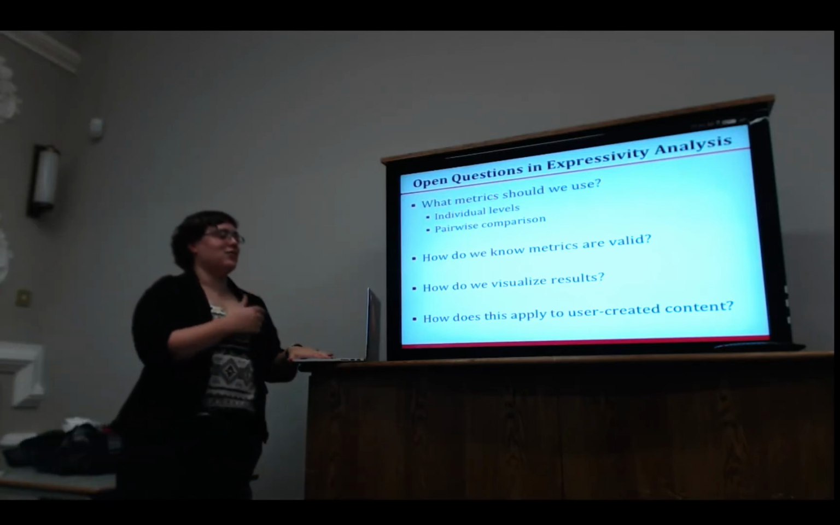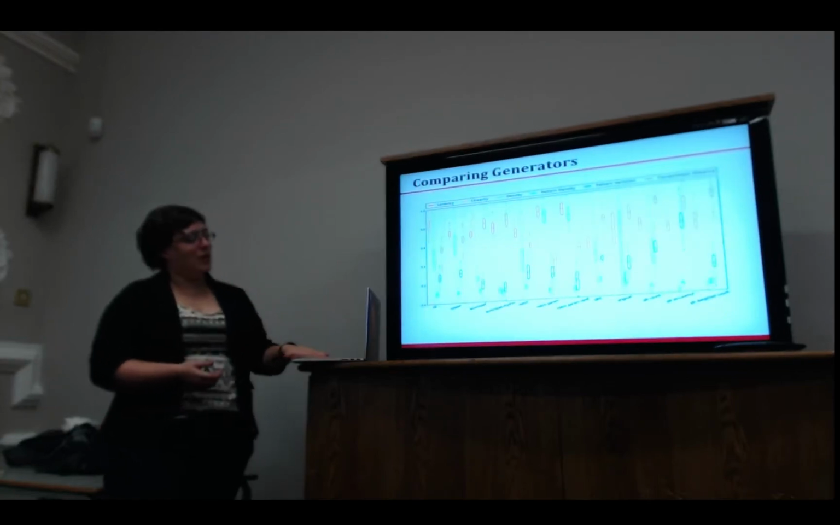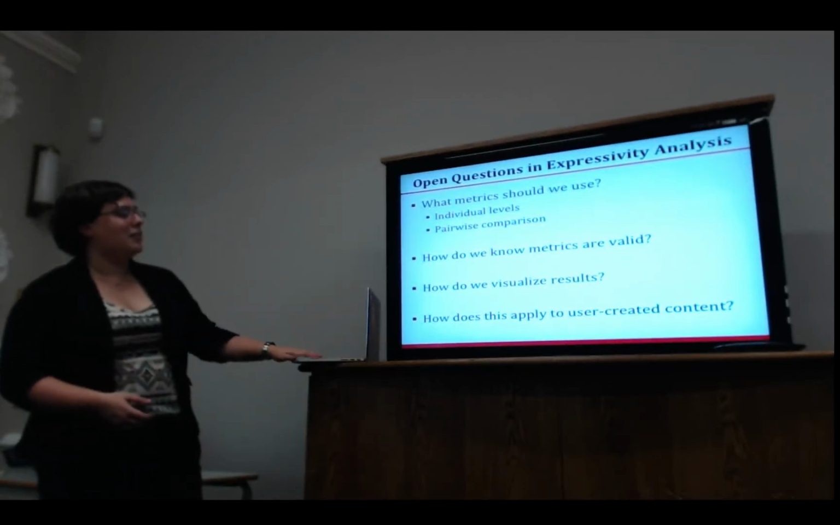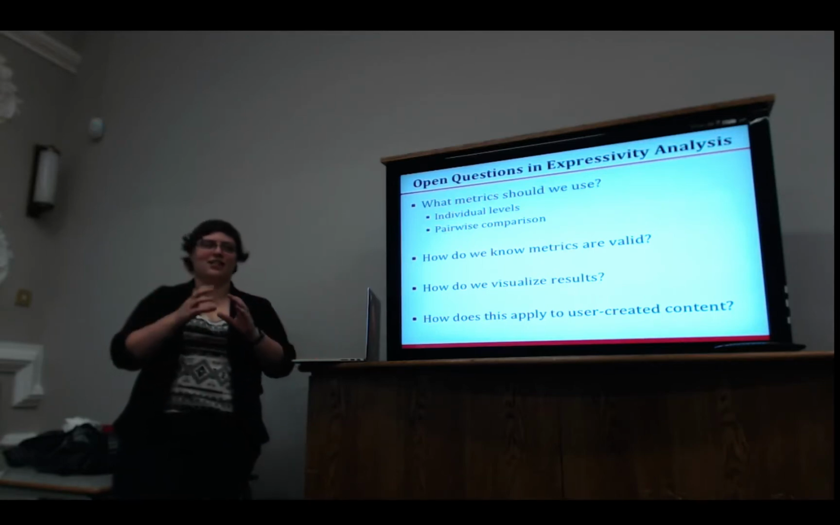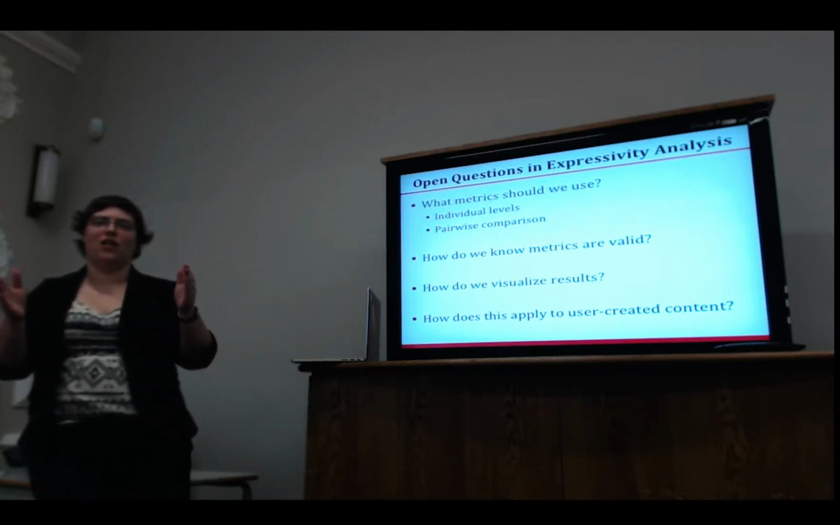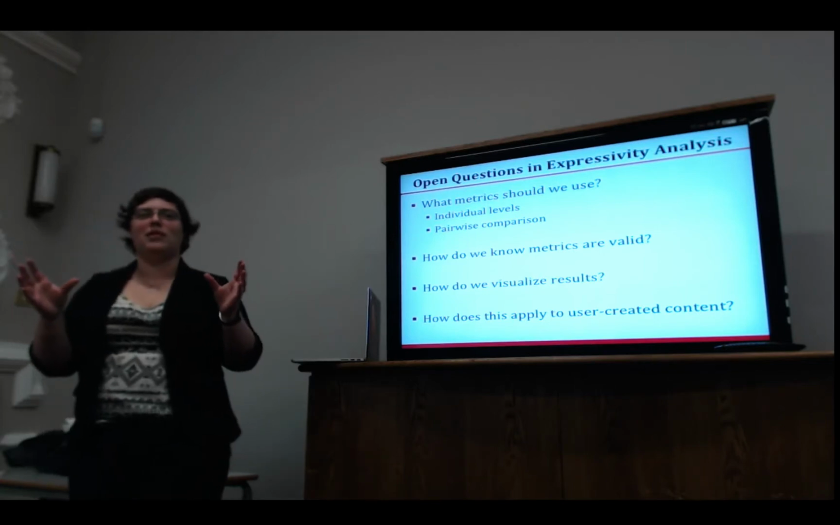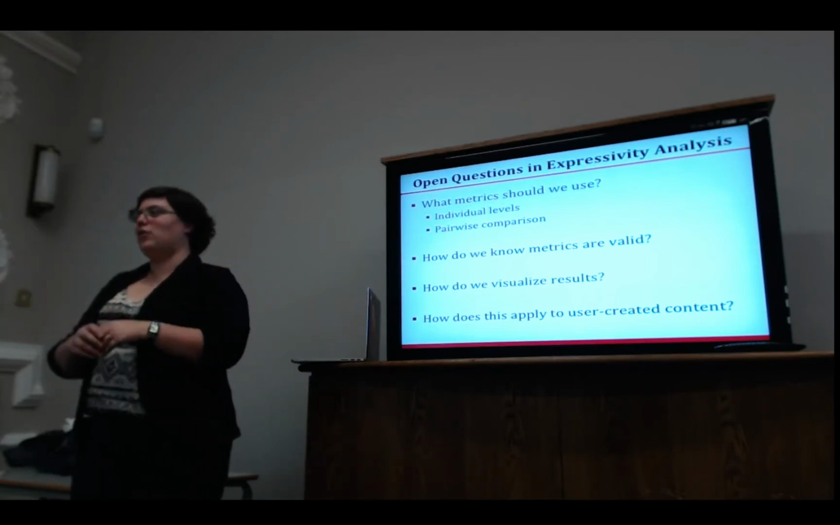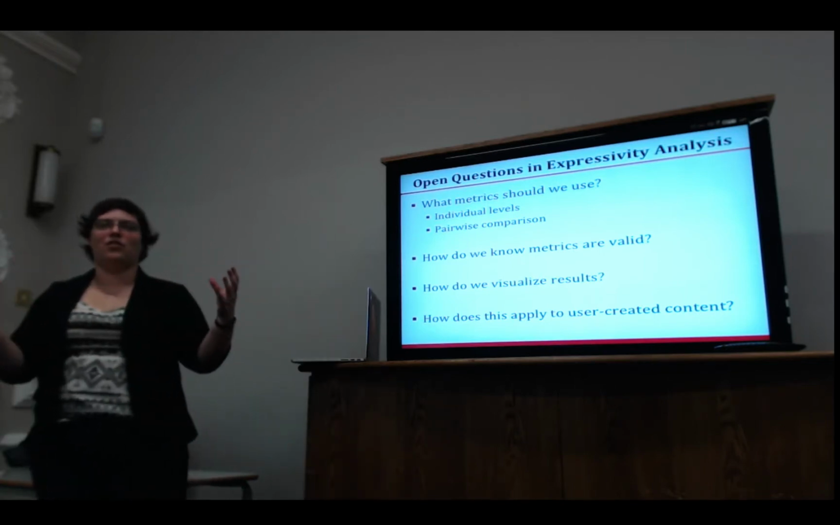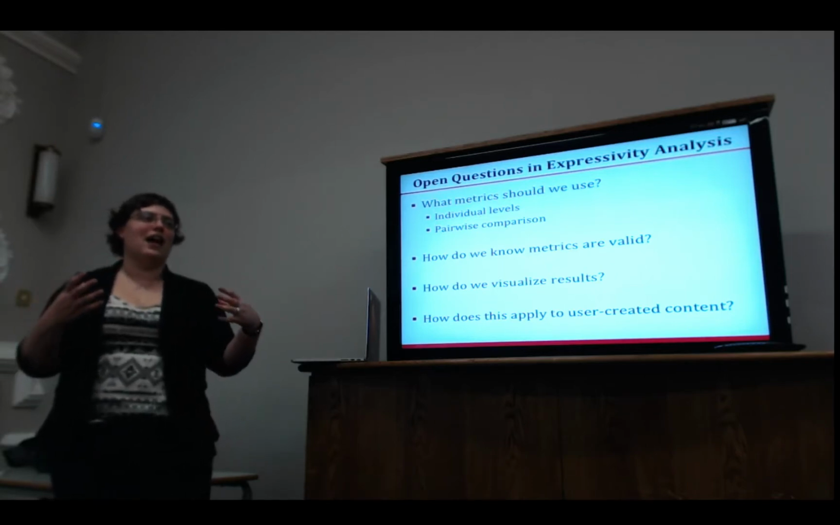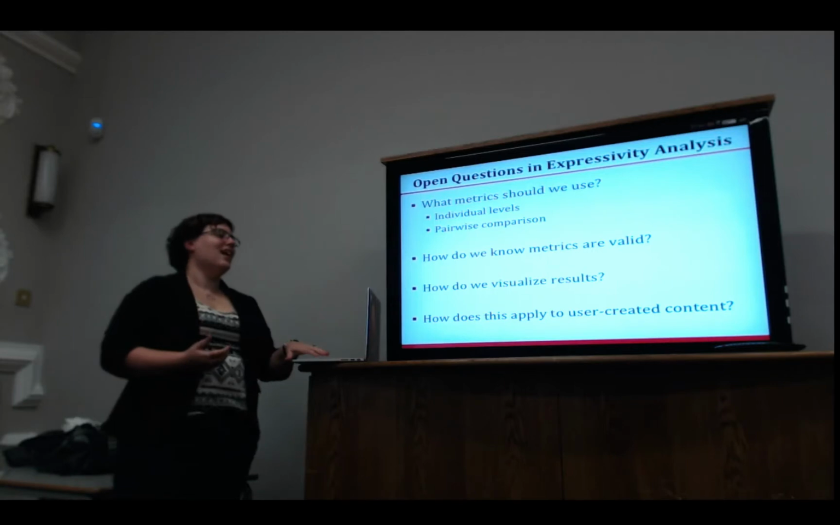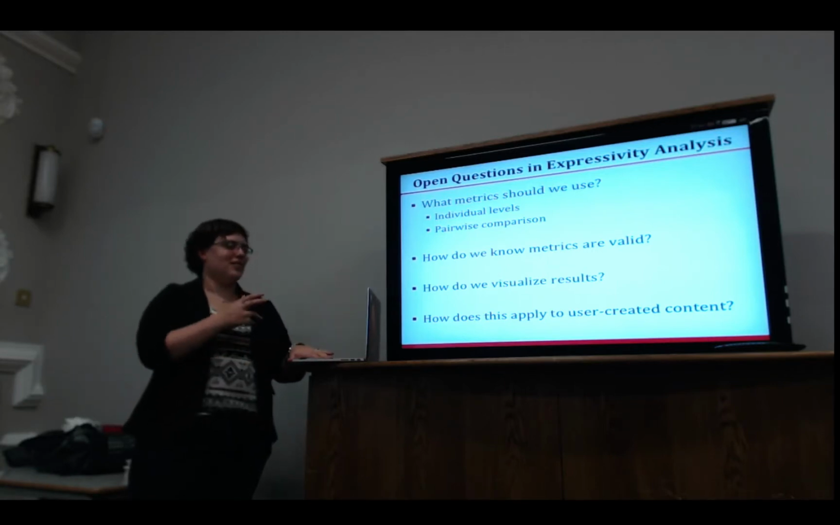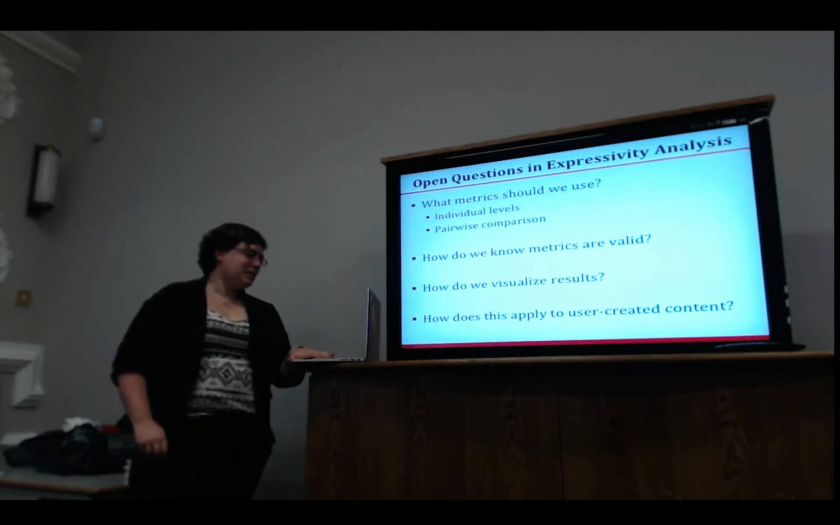How do we visualize results so that you don't have graphs that make people want to cry? And how does this apply to user-created content, which I think is an interesting parallel to procedural content, where it's got some of the same impact on design, where now you've got lots and lots of different pieces of content that have been created, and lots of them may be surprising and lots of them may be bad. So I think there are some interesting parallels there.